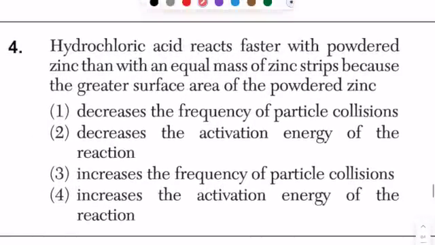Hydrochloric acid reacts faster with powdered zinc than with an equal amount of zinc strips, because the greater surface area of the powdered zinc increases the frequency of the effective collisions.